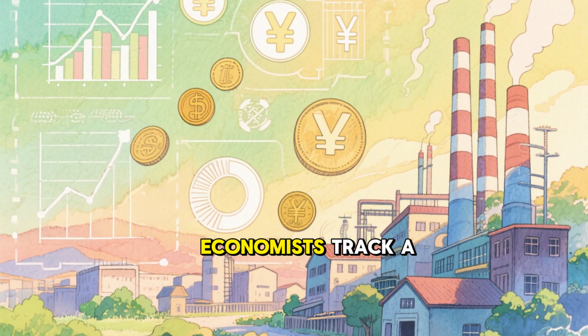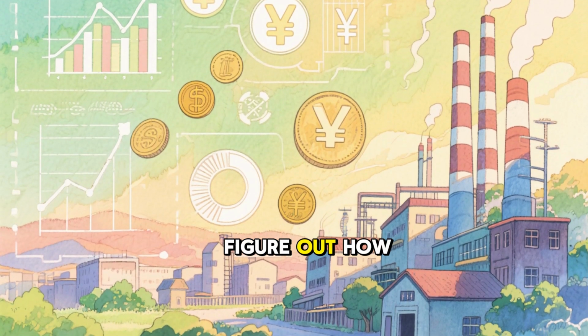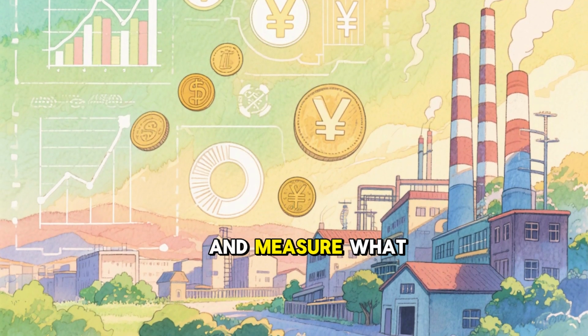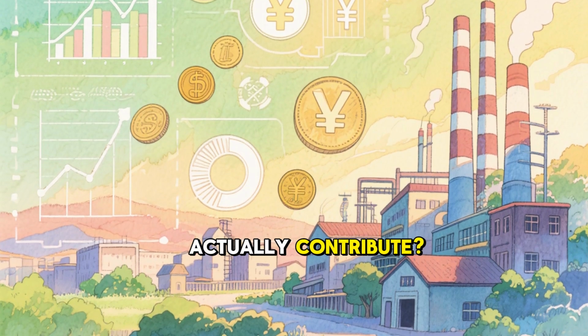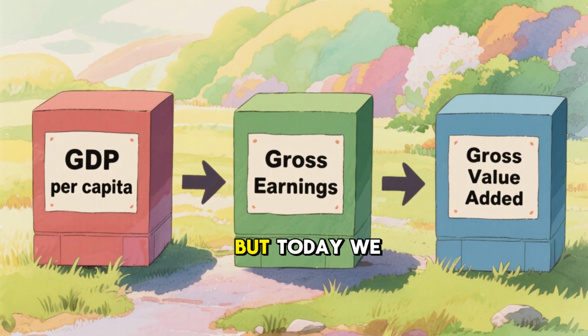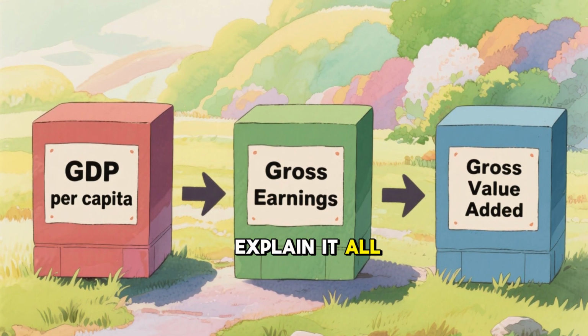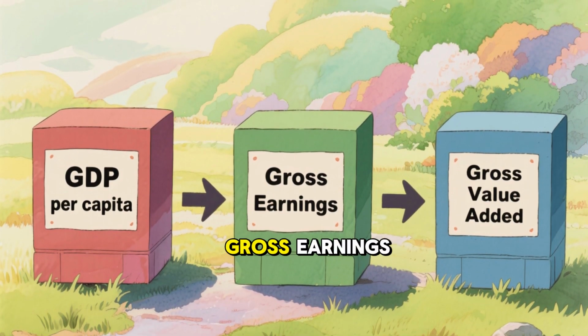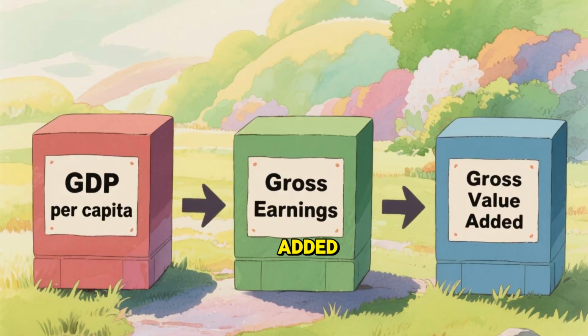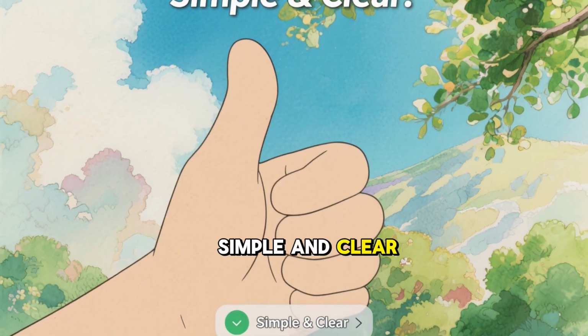Have you ever wondered how economists track a country's wealth, figure out how much workers are paid, and measure what businesses actually contribute? It might sound complicated, but today we're going to break down three key economic ideas that explain it all: GDP per capita, gross earnings, and gross value added. And don't worry, we'll keep it simple and clear.